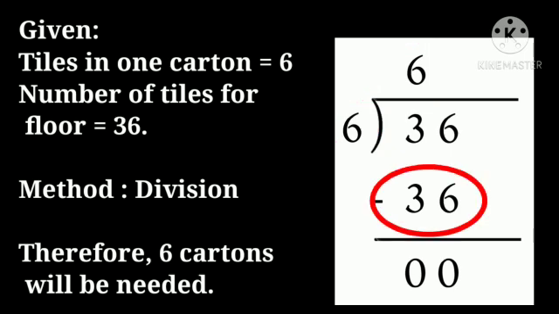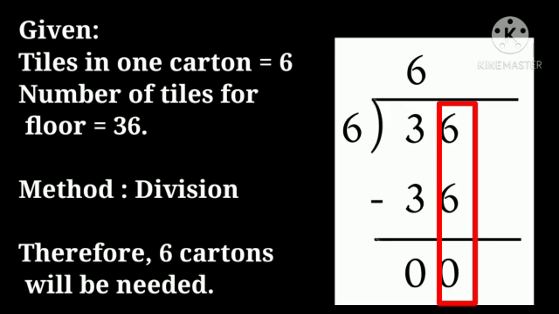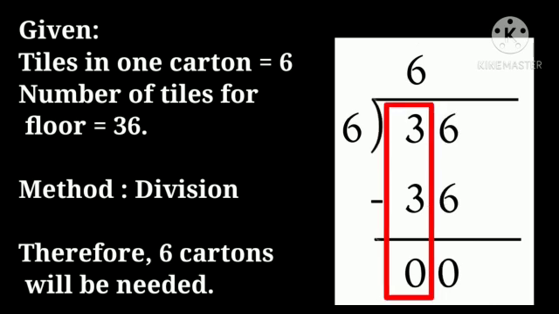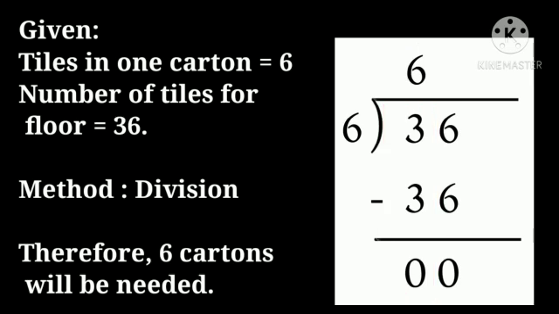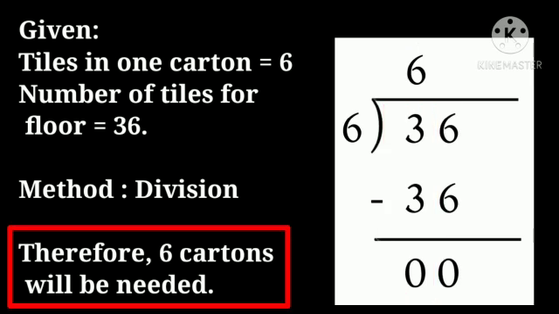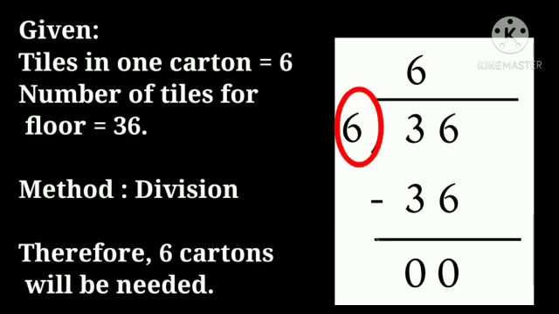Subtraction starting from units place. 6 minus 6 is 0. 3 minus 3 is 0. Now statement: therefore, 6 cartons will be needed. Divisor is 6. Dividend is 36. Quotient is 6 and remainder is 0.